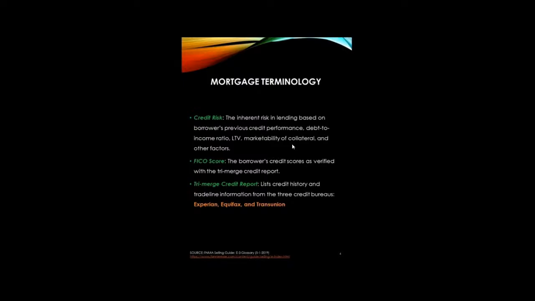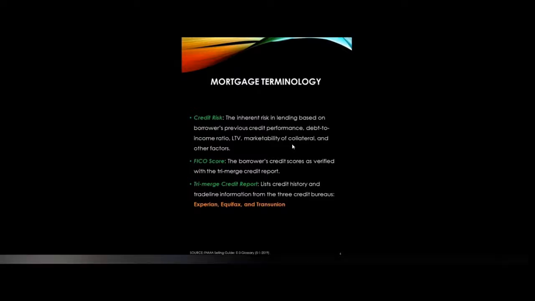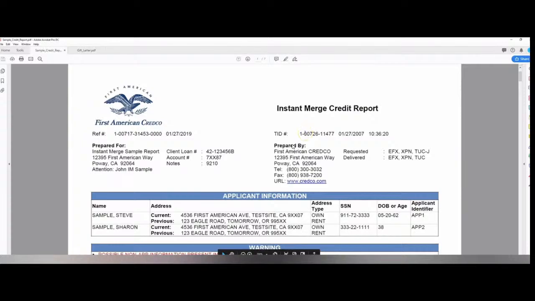So let's go into it right now. I'm just going to show you what a credit report looks like and what we as underwriters should be looking for on that credit report to help determine the eligibility of that loan. Okay, so I'm going to go into the sample credit in the sample handouts section. On the top left, it says First American Credco. Each lender that you're going to be working for will have their own credit company that they utilize to run these credit reports. The name usually is on the left or in the middle somewhere.